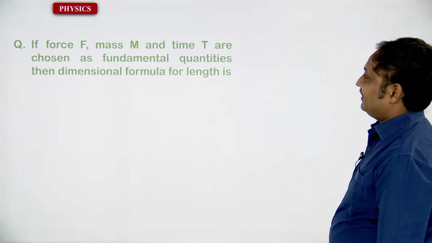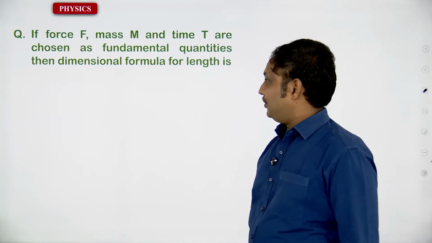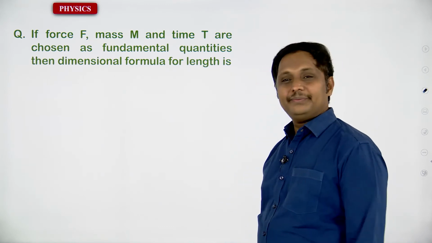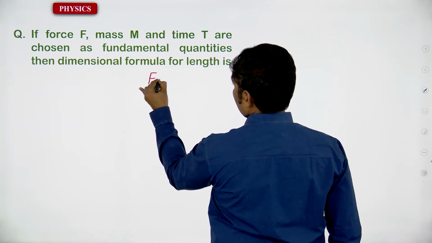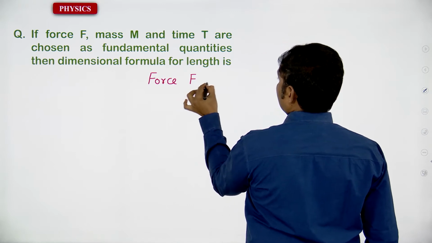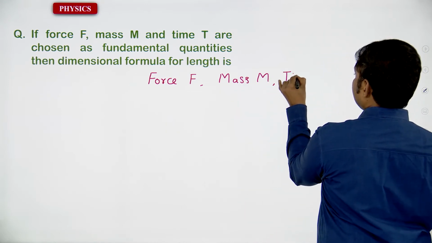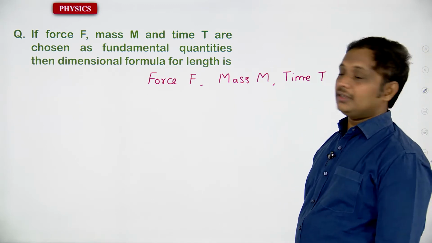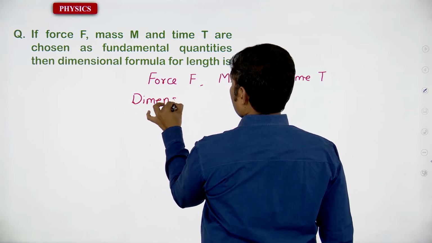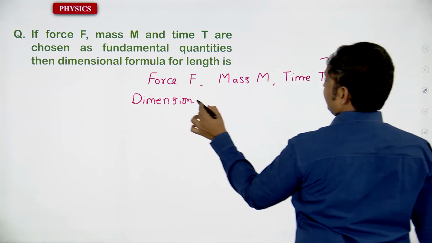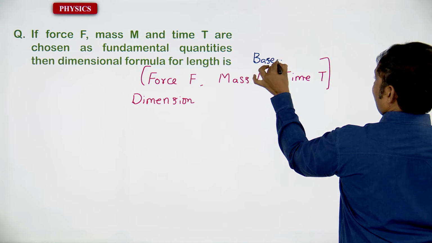Right, let's go for another one. This is also one important problem. If the force F, mass M and time T are chosen as the fundamental quantities, then what is the dimensional formula for length? Force and mass, they have given. You can take force F, mass M, and time T. It's very clear. These are the base quantities.